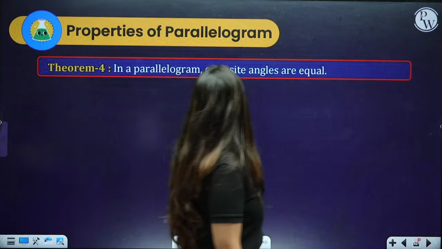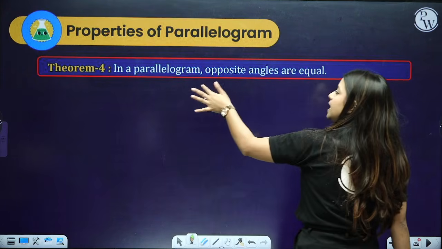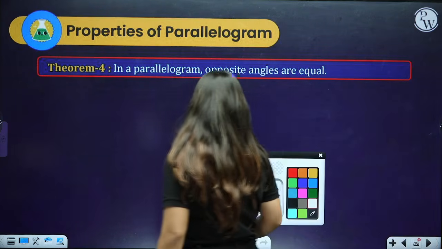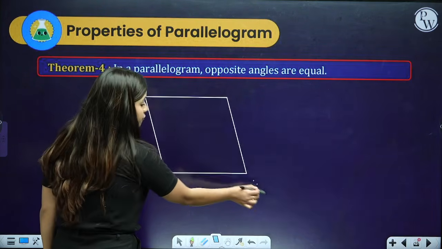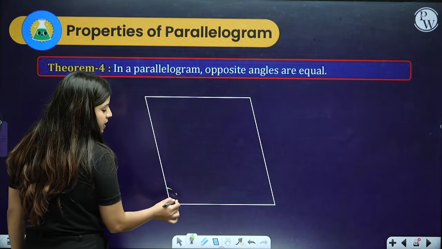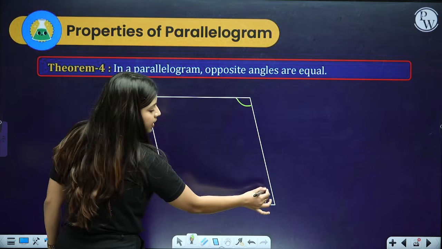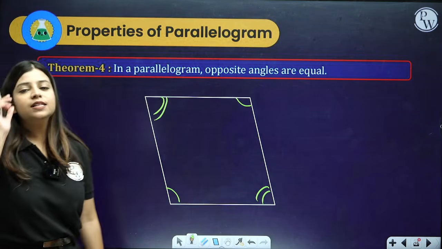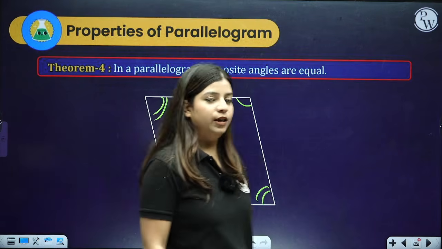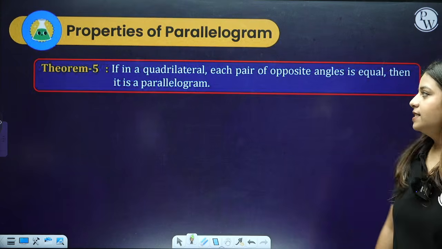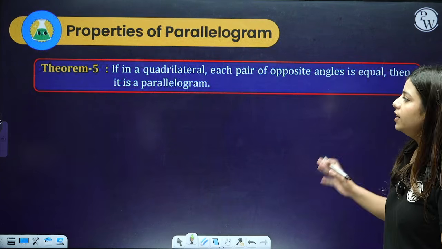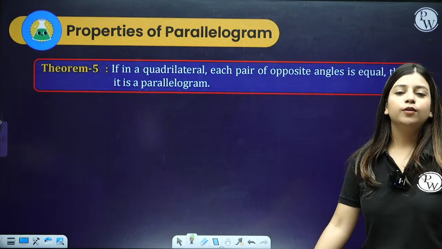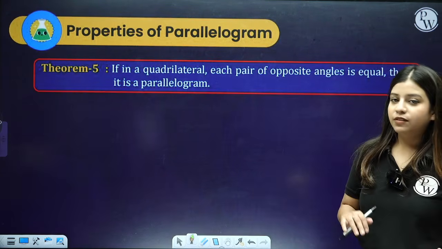The next thing that we have is theorem 4. In a parallelogram, opposite angles are equal. So if we have a parallelogram, for example like this, this angle will be equal to this angle and this angle will be equal to this angle. The opposite angles of a parallelogram are equal to each other. The next thing that we have is if in a quadrilateral each pair of opposite angles are equal, then it is a parallelogram, converse of the previous theorem.